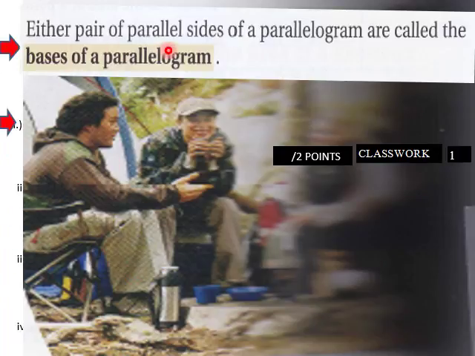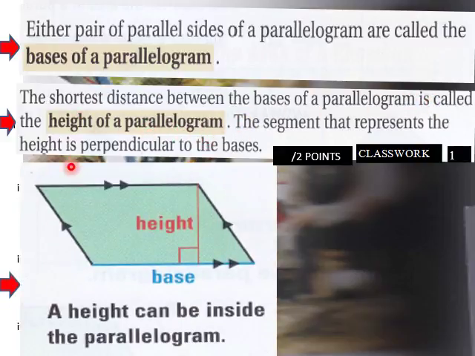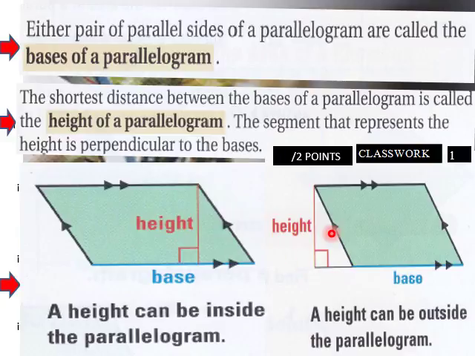Okay, either pair of parallel sides of a parallelogram are called the bases of a parallelogram. The shortest distance between the bases of a parallelogram is called the height. The segment that represents the height is perpendicular to the bases. Here's our height here. Here's a base here. Here's a base here. Height can be inside the parallelogram like this, or it can be outside the parallelogram like that. So here's a base here, and here's a base here. Height can be outside like that and like this.